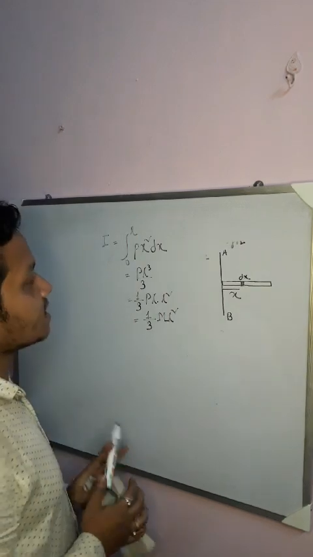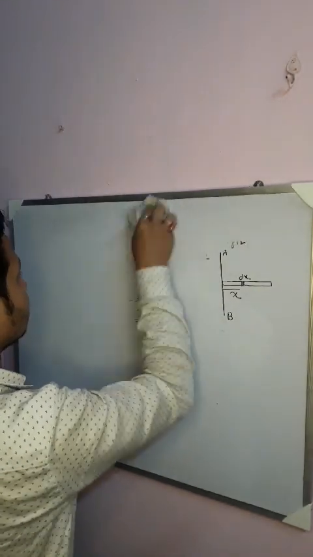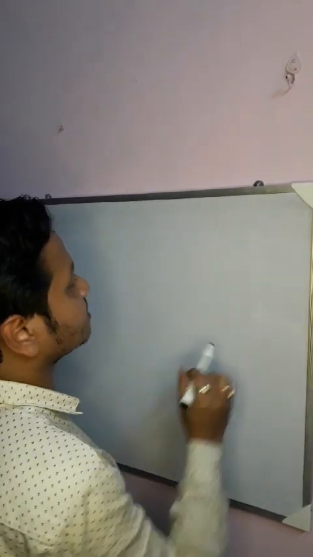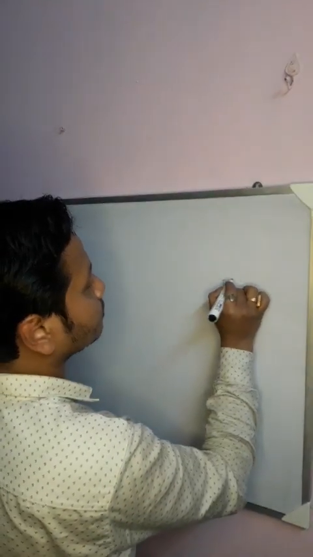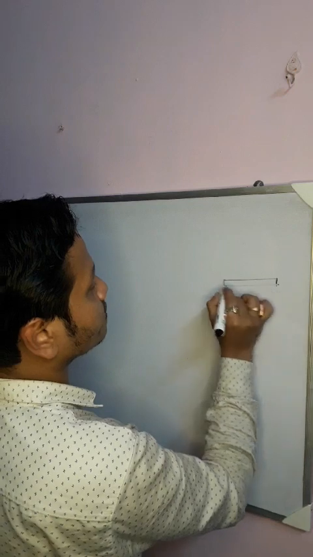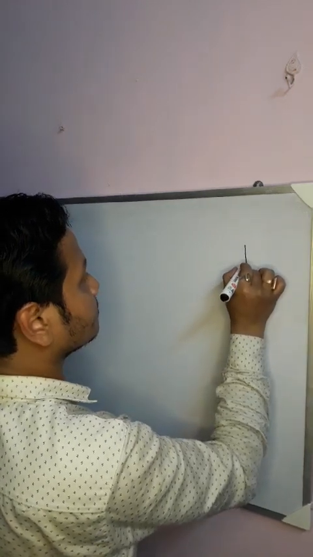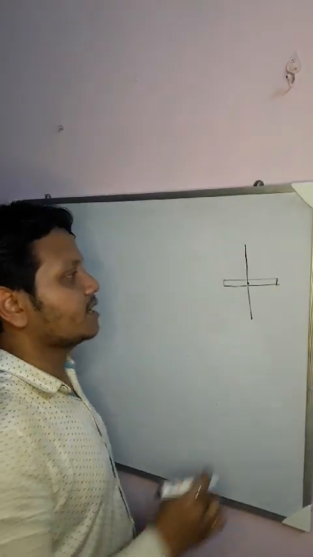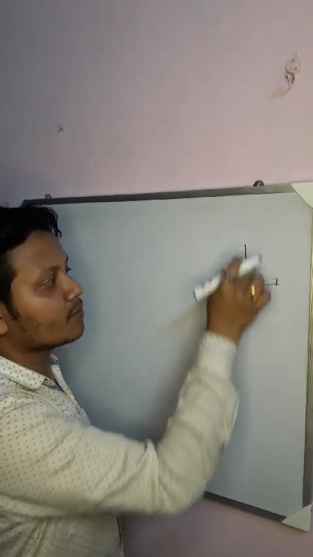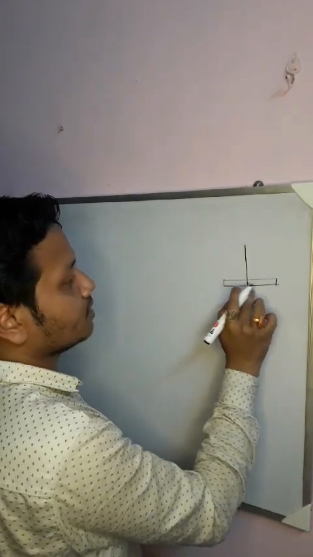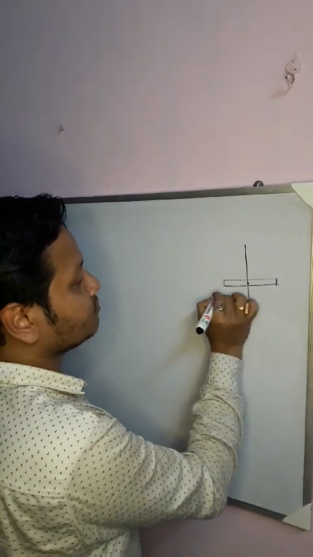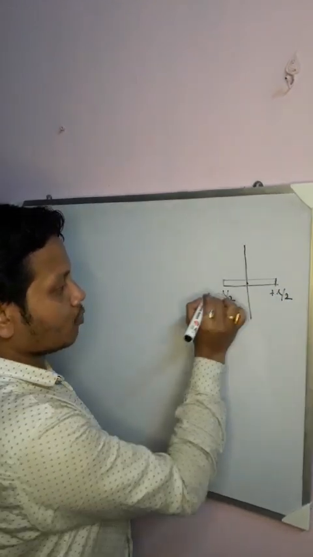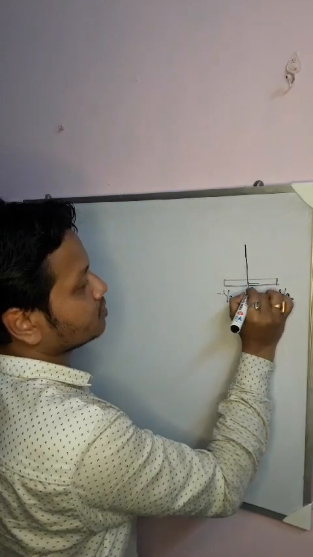Now if we change the axis, then the moment of inertia will also change. So how can we justify it? Let us change the axis. We take this rod and now consider the axis passing through the midpoint of the rod and perpendicular to the plane. So if the total length is L, this end is minus L by 2 and this end is plus L by 2. And the procedure will be the same.